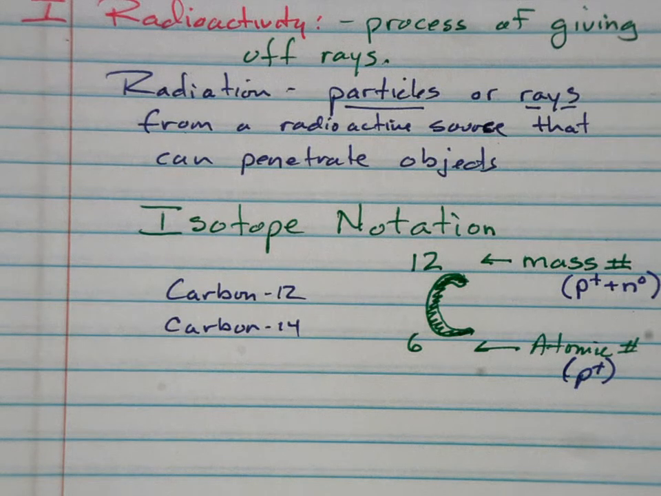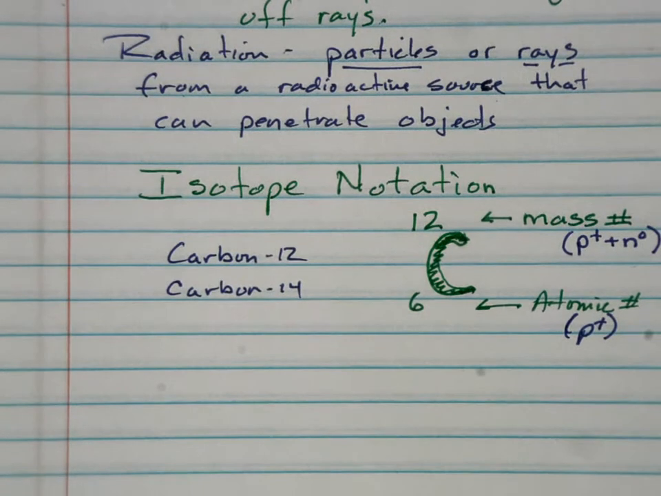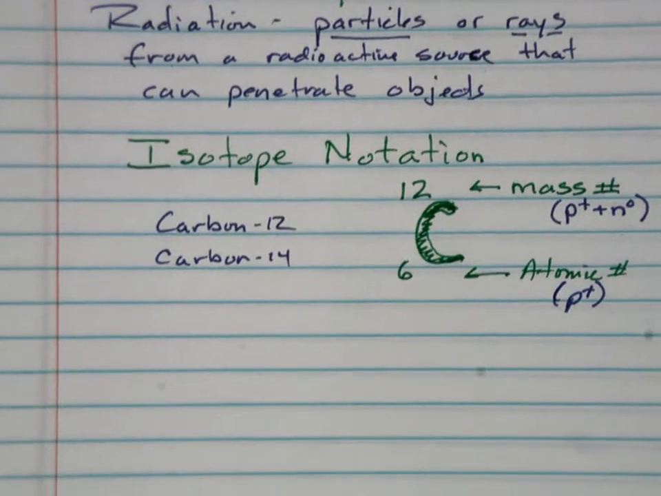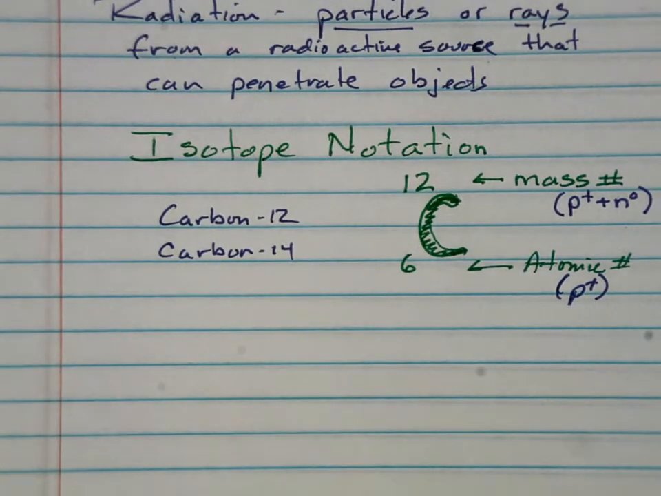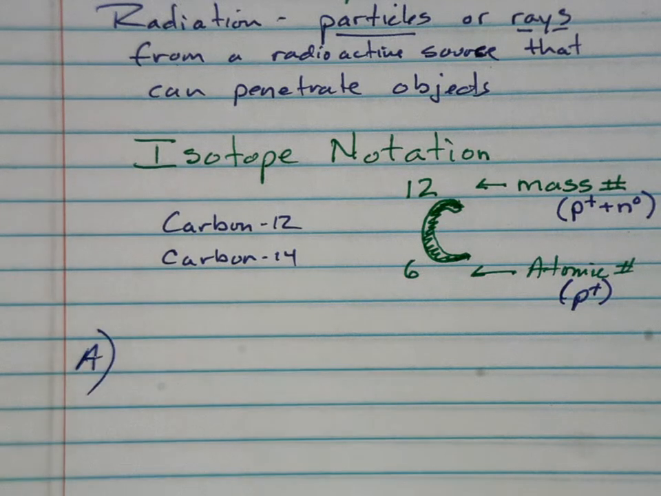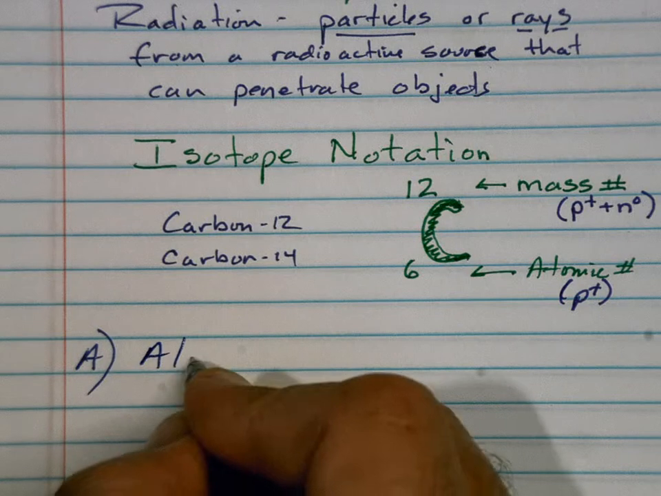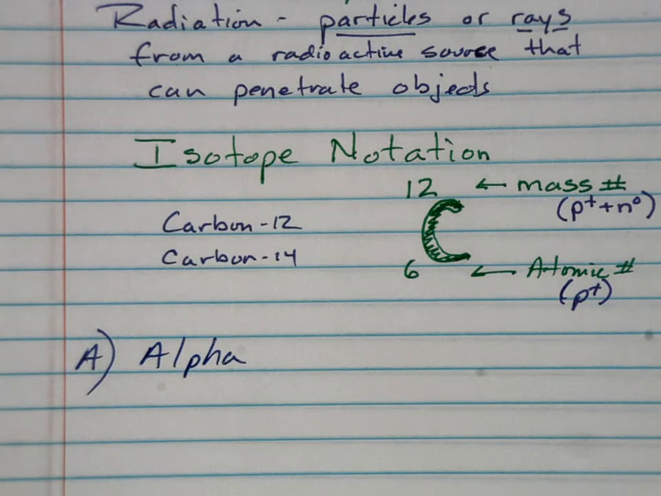So now we're going to do the types of radioactivity. So this will be part A. So this was up here, this was all just kind of some introductory stuff. So the first type is going to be alpha decay. Alpha particle decay.